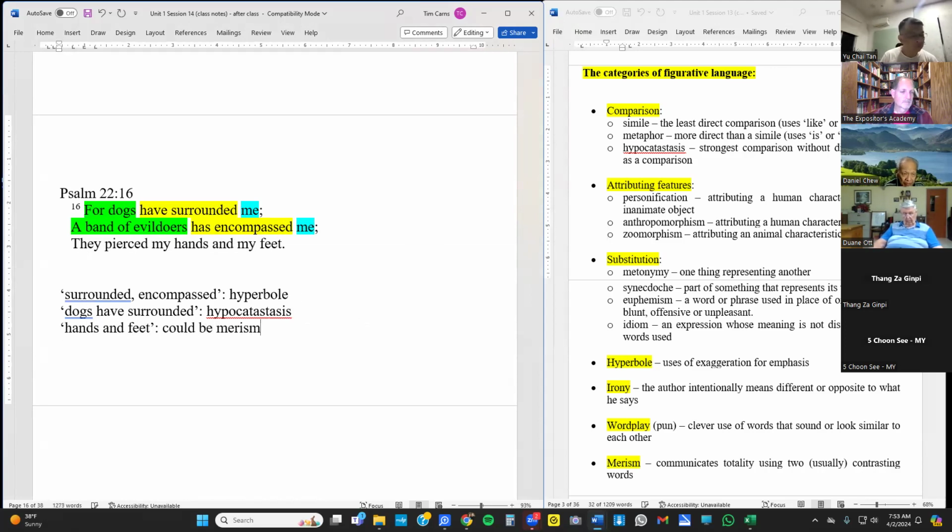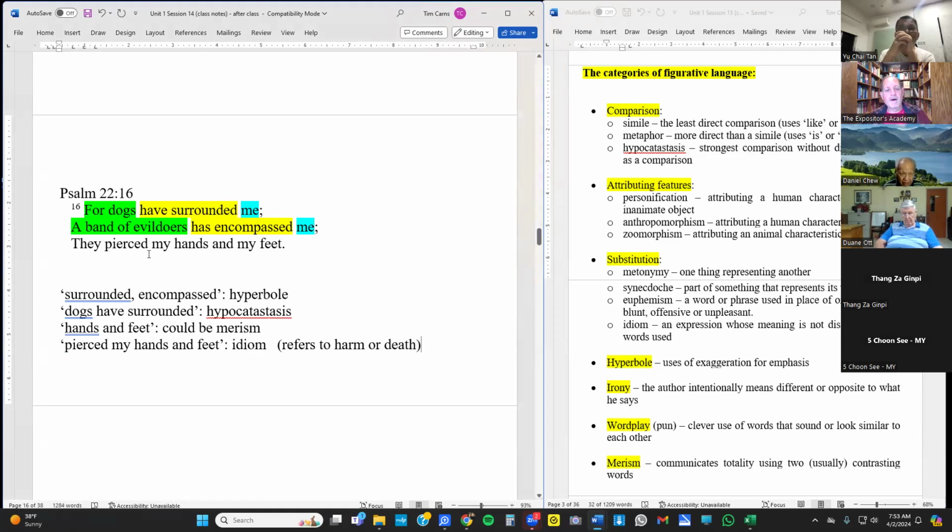It may not be literal, but just talks of an act of violence, or intent to inflict pain and injury. Could it be a euphemism? No, I think you're close. Substitution. I think this is an idiom, an expression. Yeah, it's an idiom. "They pierce my hands and my feet."